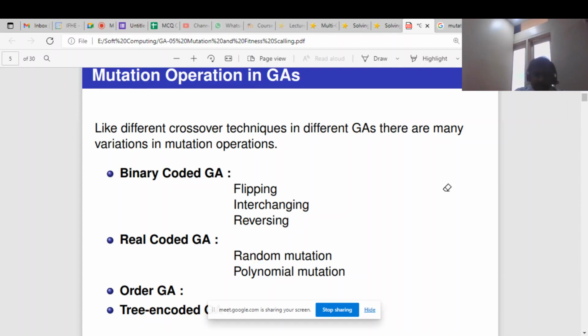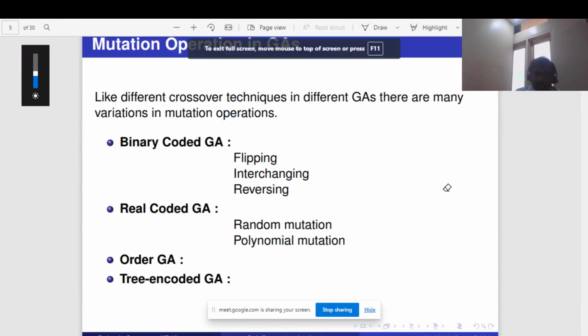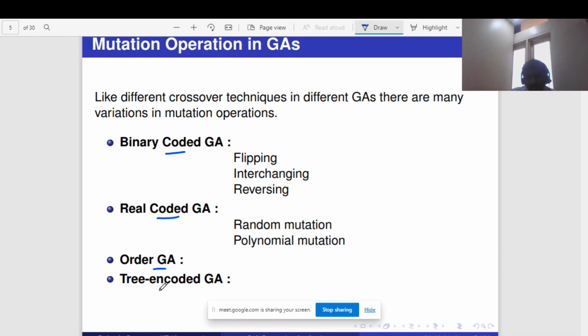For example, already we have discussed the various encoding techniques: binary coded GA, real coded GA, ordered coded GA, tree encoded GA. Now the way in which mutation will be done for all these different coding techniques are different. So we are not going to discuss ordered GA and tree encoded GA. We will be discussing only binary coded GA and real coded GA, how mutation occurs in them. That's what we are going to discuss.